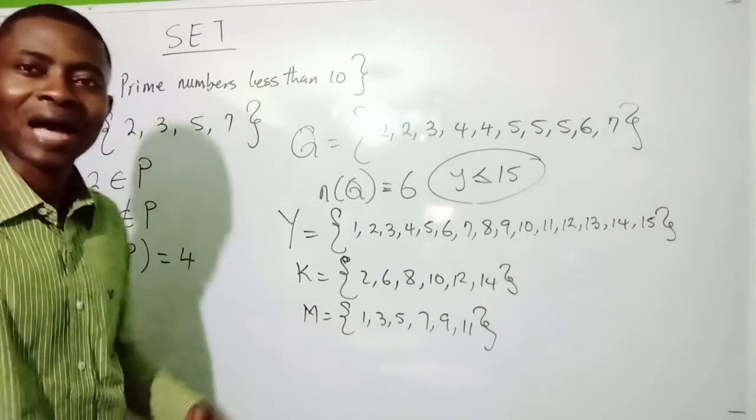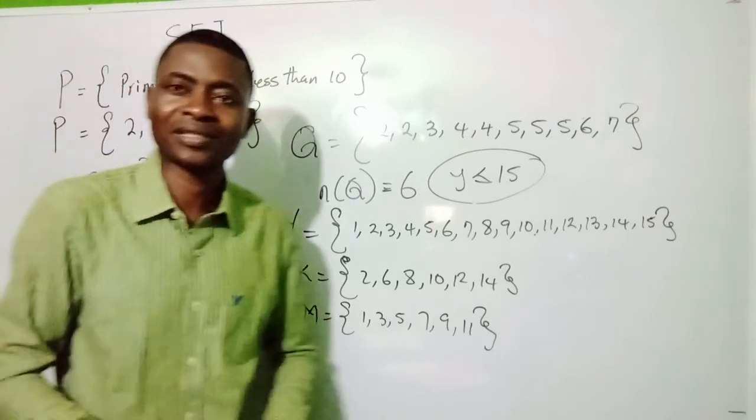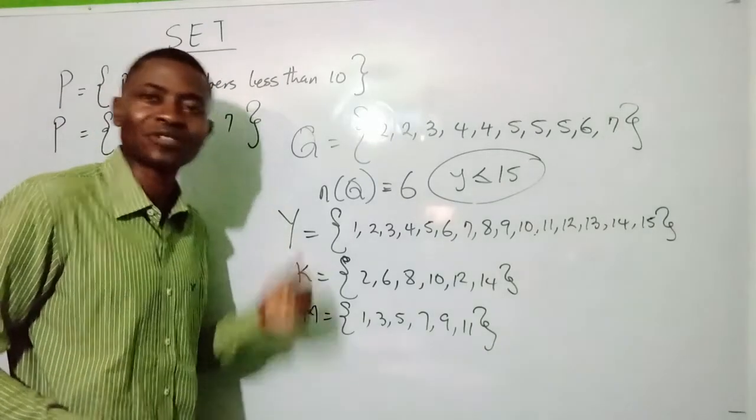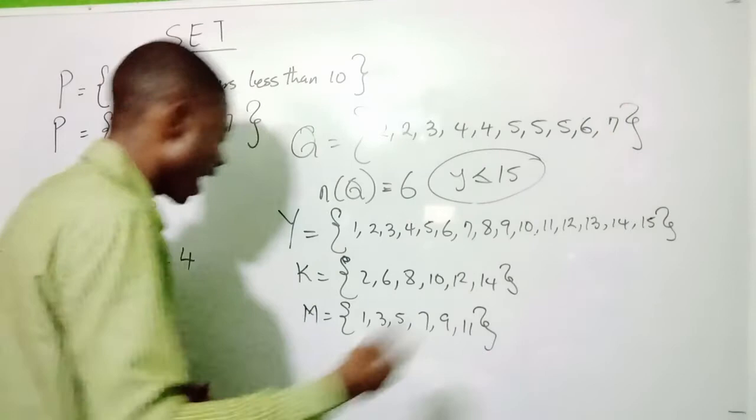Now, another thing that comes to mind is a subset. We can also say that K is a subset of Y. K is a subset of Y. Now, how do you write that?